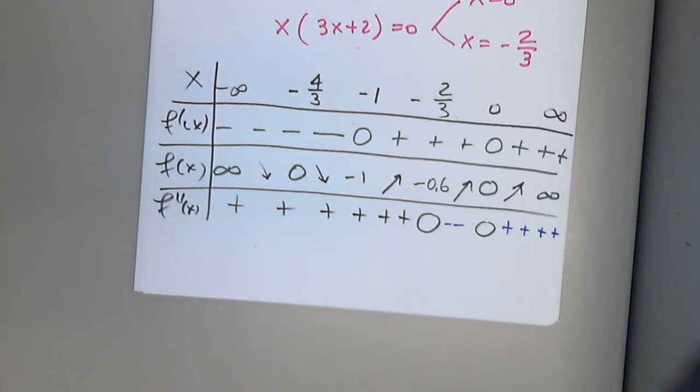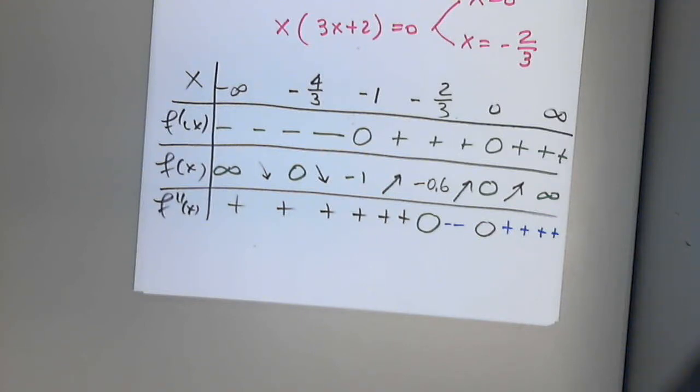The second derivative tells us whenever the second derivative is positive, the function is concave upward. So it's opening up. Okay. Whenever the second derivative is negative, the function is concave down. Whenever the second derivative is positive, the function is concave up.